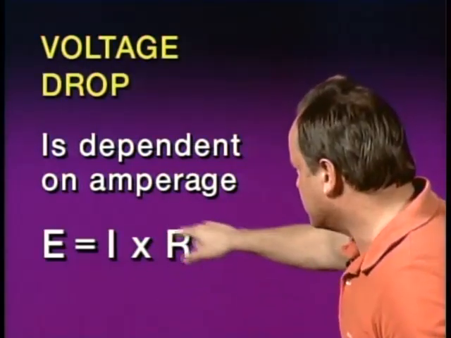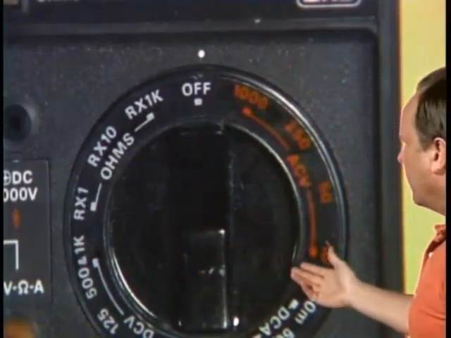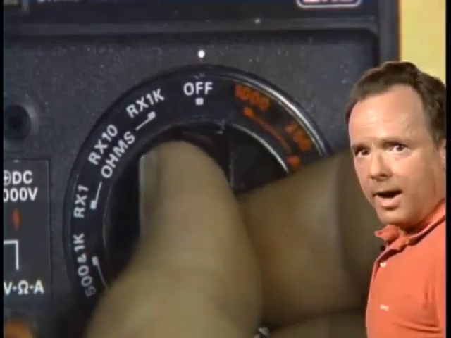So the correct answer on the test is it's dependent on amperage. All right, now, you can measure resistance with a device called an ohm meter. Here is an example of an ohm meter, and the way you use the ohm meter is you set the scale to the right level you want. Let's assume we have it set on R times 10. What you do is read the resistance off the meter and then multiply it times 10.